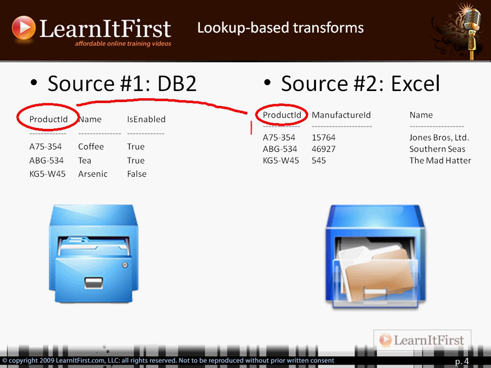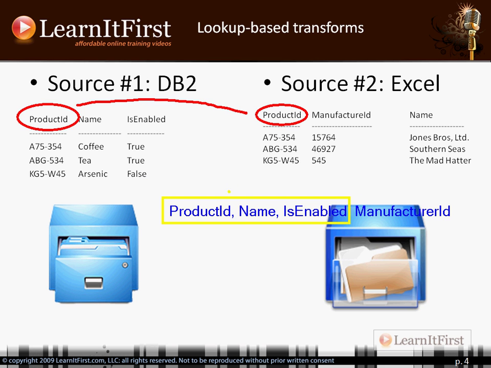So what we want to have in the end is a data set. Sorry, I'm trying to get this to blue. We want a data set that has product ID, name, is enabled, manufacturer ID, and I should have moved that up, sorry. But you can see that these values come from over here. These guys come from DB2. And then this guy, we'll choose my last color here, comes from Excel.